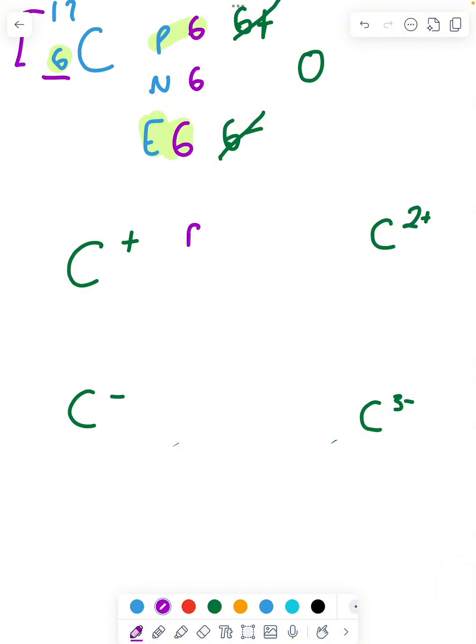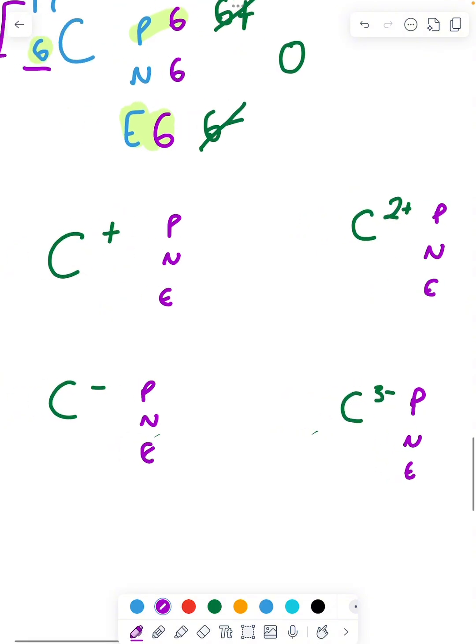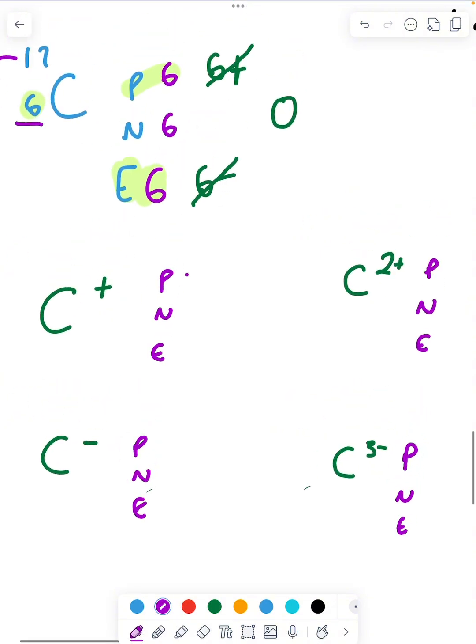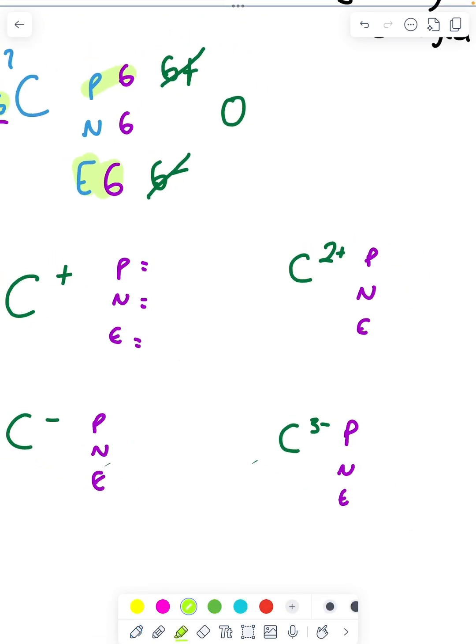So again, let's just look at the protons, neutrons, electrons of this thing. And we'll do that for each of them, right? We'll look at the protons, neutrons, and electrons. Again here, protons, neutrons, electrons. Now, C plus, how is this different? So really with each of these, the only thing that's changing is the electrons. Everything else basically stays the same. So again, if these two were 6 here, everything else is just a 6.